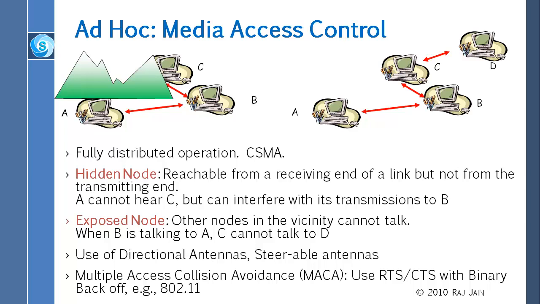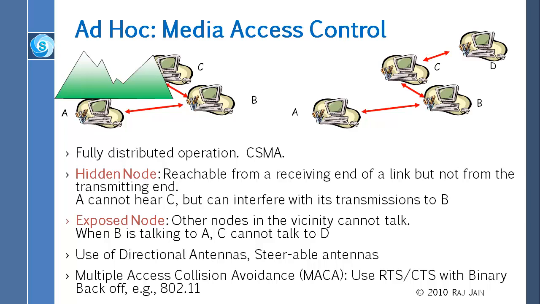The other issue is that of the exposed node, where some nodes cannot talk because one node is talking. So when A talks to B, C cannot talk to D, because if C talks to D, it will be interfered by the transmission from A. This is called exposed node: there are nodes in the vicinity of the network that cannot get their own service. For that, we can use directional antennas, so that the energy from A going to B doesn't go anywhere close to C or D.